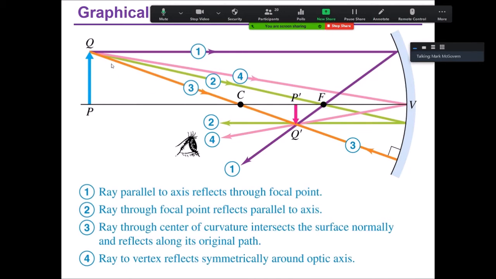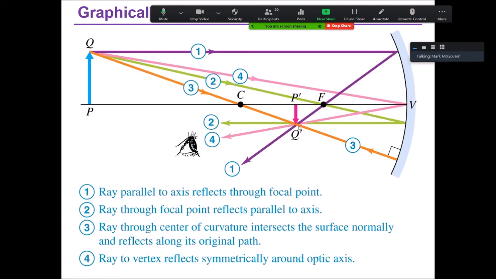Ray number 2 first goes through the focal point, then it reflects off and goes parallel. So ray 1 and 2 are very similar rays. One is parallel, reflects, goes through the focal length. The other one does the opposite. Goes through the focal length first, then reflects and goes parallel. Okay, and you can see they intersect right here at this point Q prime.